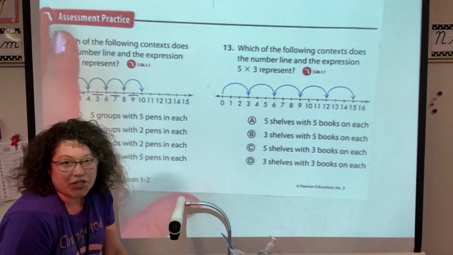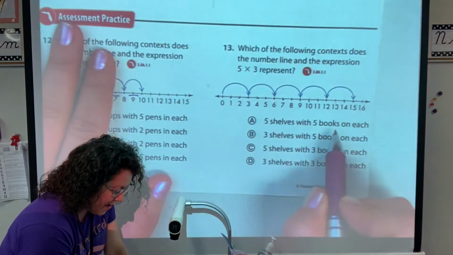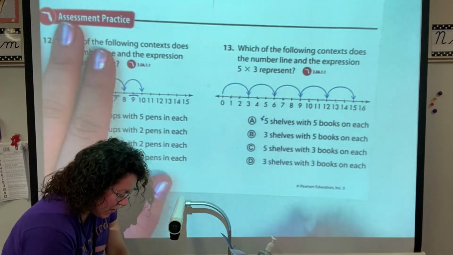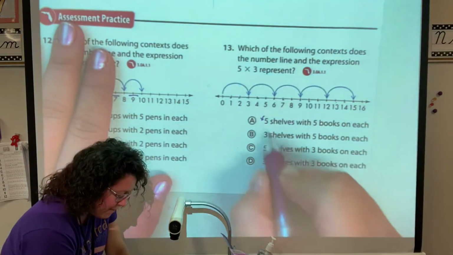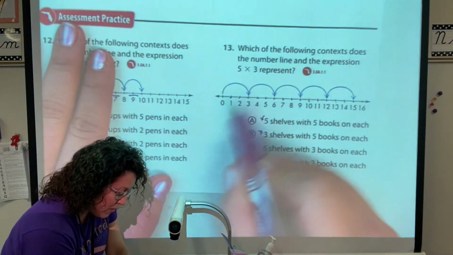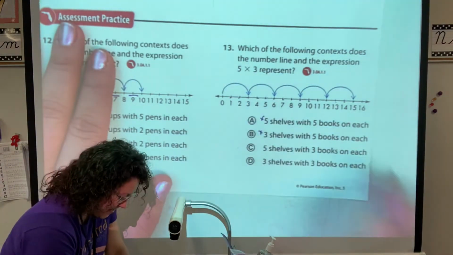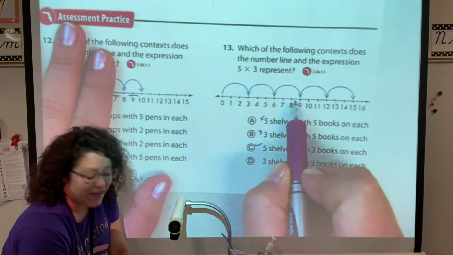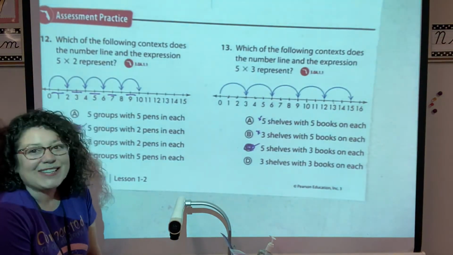So they changed it over to shelves, which is fine because a shelf is like a group because it's holding books, right? 5 shelves with 5 books. No, each one has 3 in it. 3 shelves with 5 books. 3 groups, 1, 2, 3, no, I have 5 groups. 5 shelves with 3 books. 5 groups of 3. 1, 2, 3, 4, 5. Yep. Is there 3 in each group? Yes. That's our maybe. 3 shelves with 3 books. 3 groups. 1, 2, 3. No, there's 5. We were right. C is correct. It's not too hard, is it?